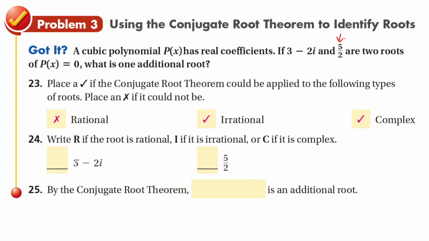In this case, 3 minus 2i is going to be complex. Why? Because it has an imaginary number attached to it. And like I said before, the 5 over 2 is going to be considered rational, which means that we know for a fact that that one cannot be done using the conjugate root theorem. And therefore, by the conjugate root theorem, we're going to pay attention to the complex number. We would have a 3 minus 2i. The complex conjugate in this case would end up being a 3 plus 2i. That is going to be our additional root.